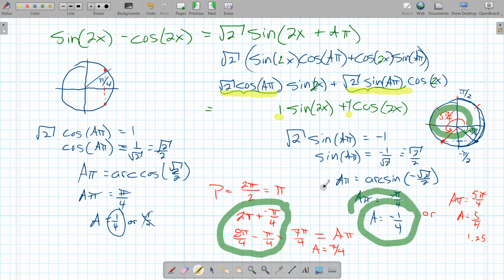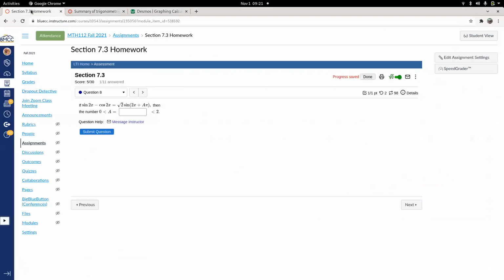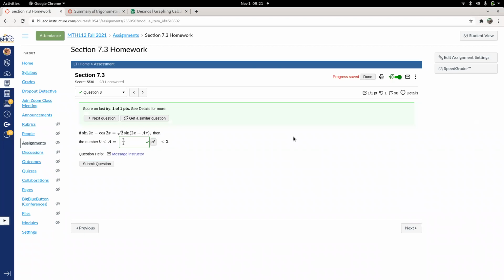All right, so trig can sometimes be hard and it takes more than one try to get things right. Let's see what the computer thinks about my answer. So we think A is 7/4. Yay, got it right.